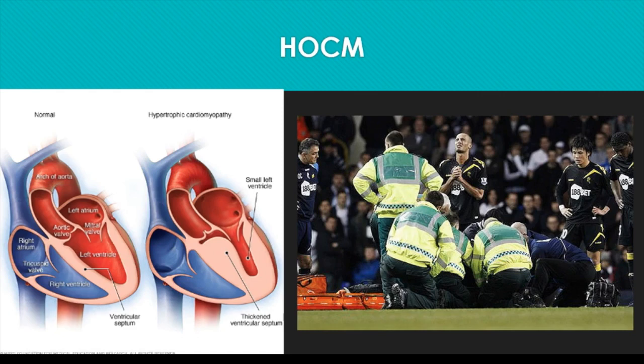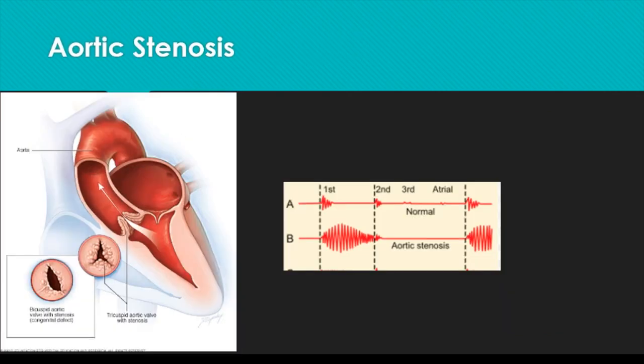So classically, the test question will describe a teenager playing sports who suddenly collapses. Think of HOCM. It's an autosomal dominant disorder. Here's a picture of a famous soccer match in 2002 where one of the players who had HOCM collapsed in front of the entire field.